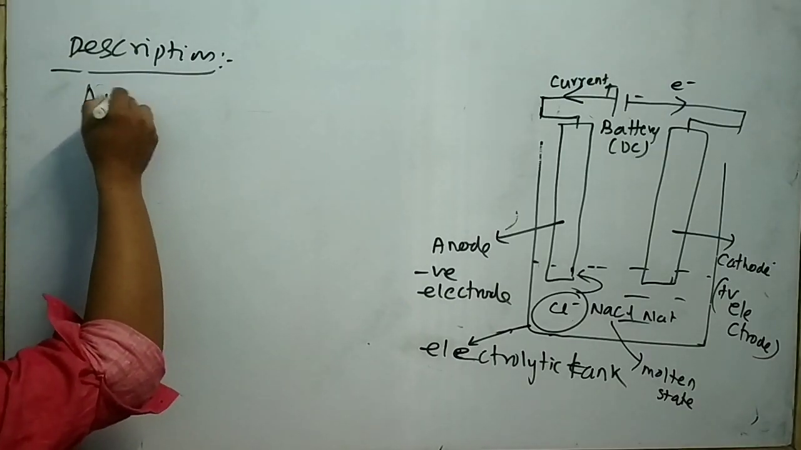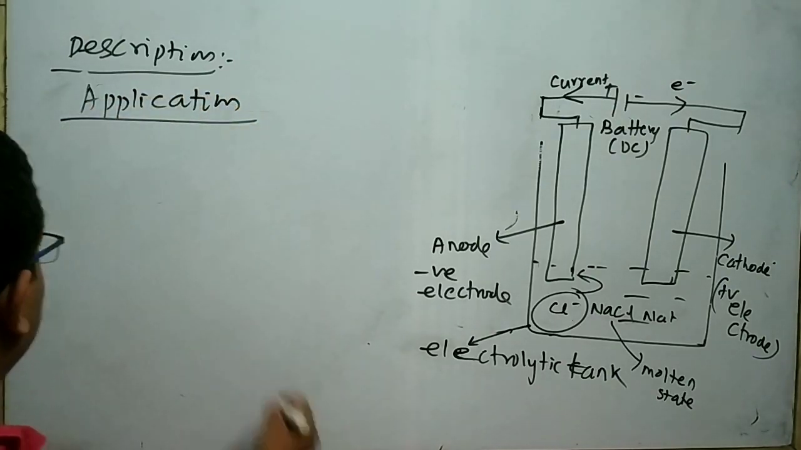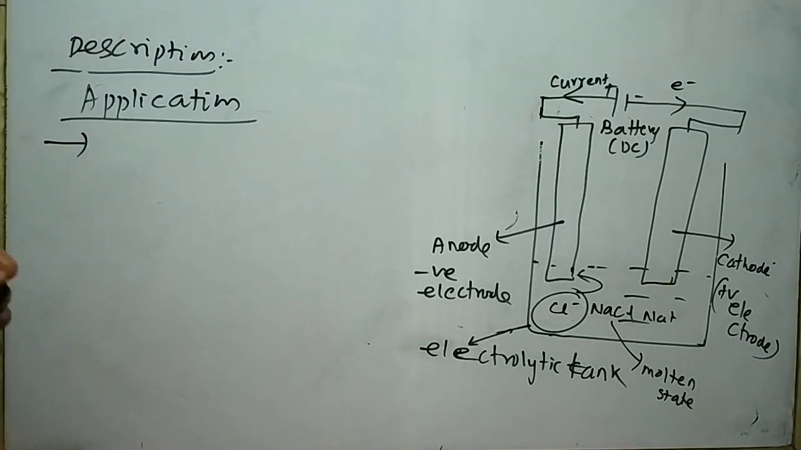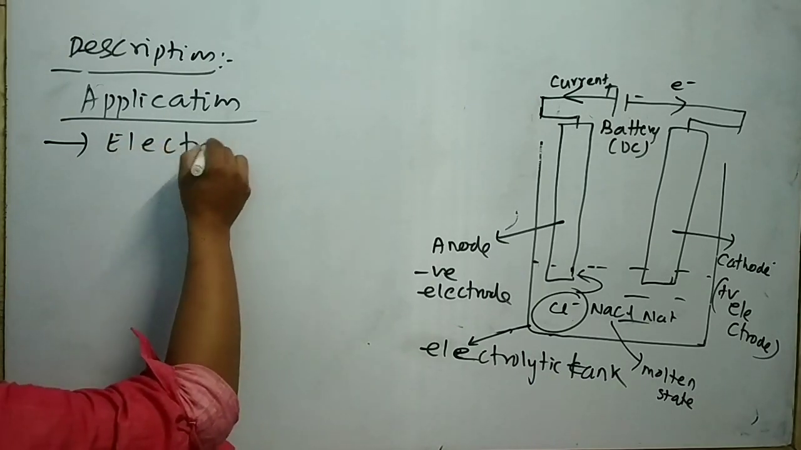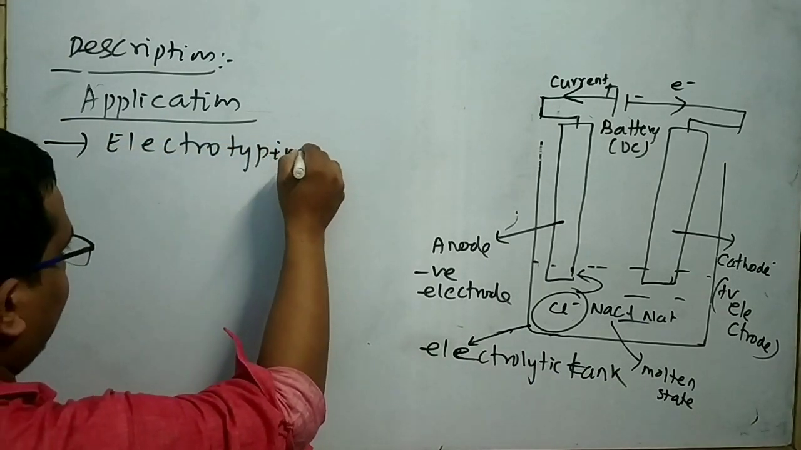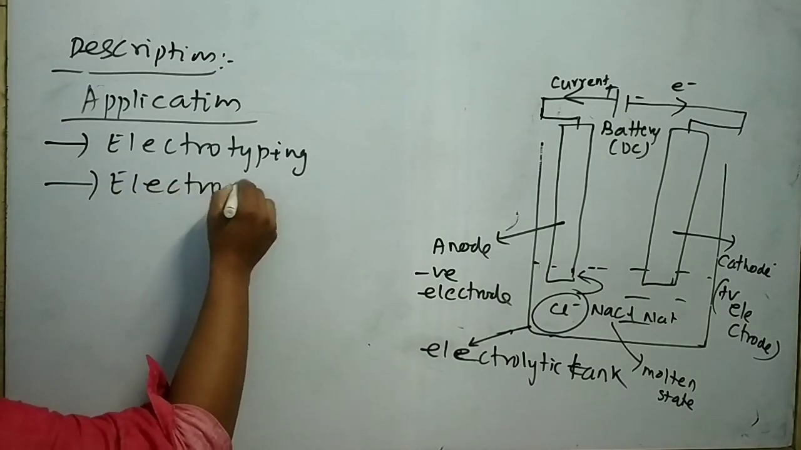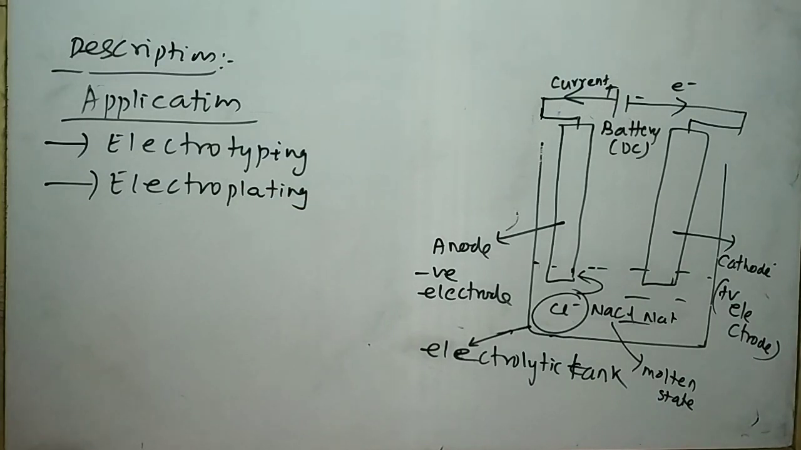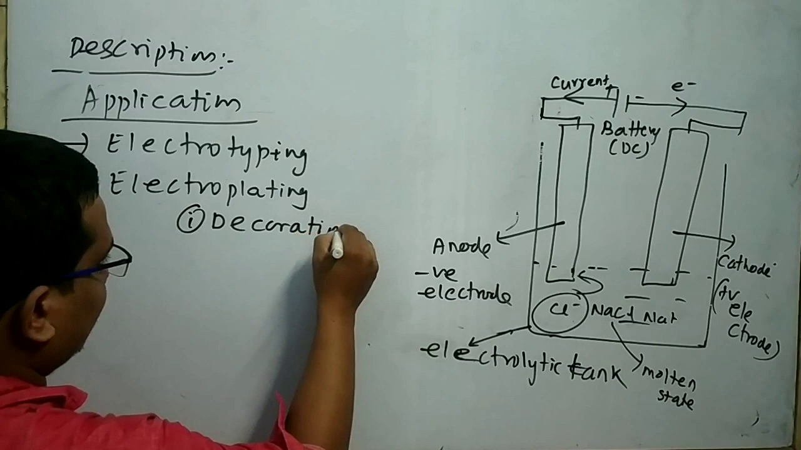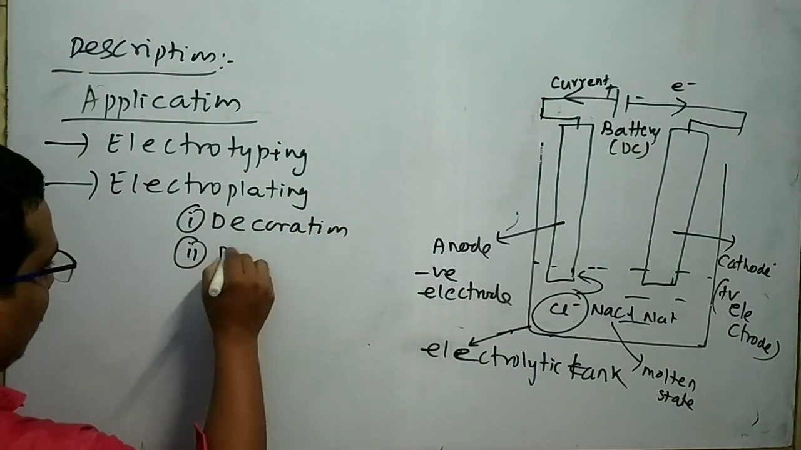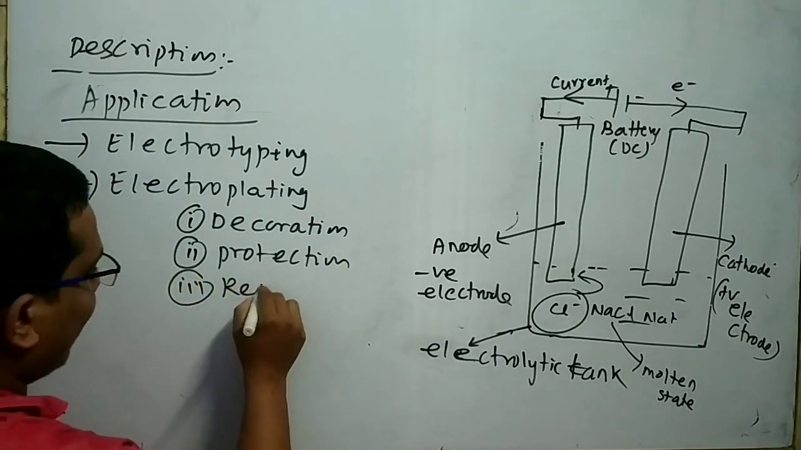Now I will explain about the applications of electrolysis. What are the applications of electrolysis? First application is that electrolysis is applied in electrotyping. Second application is electroplating. Electroplating means we think about decoration. Second is protection. Third is repairing.